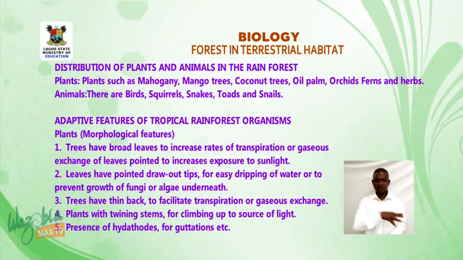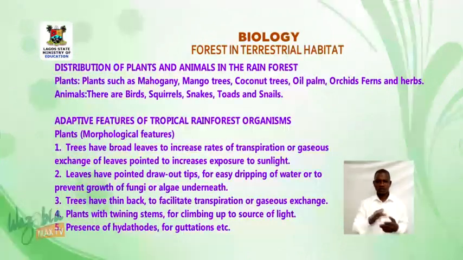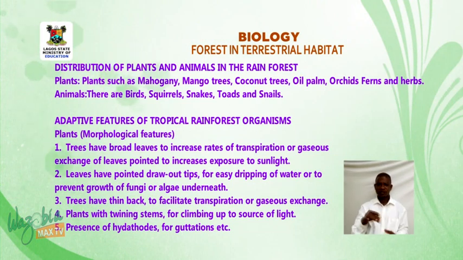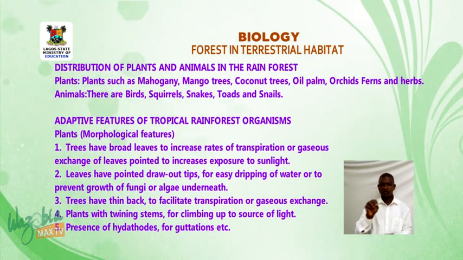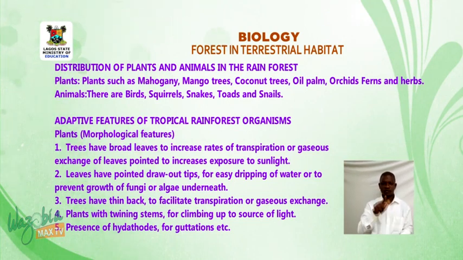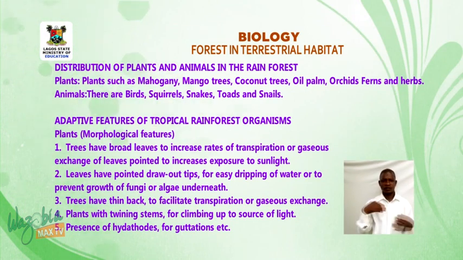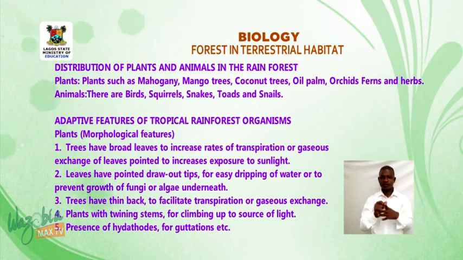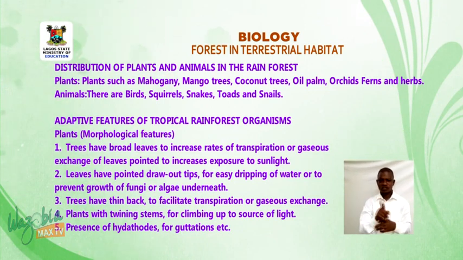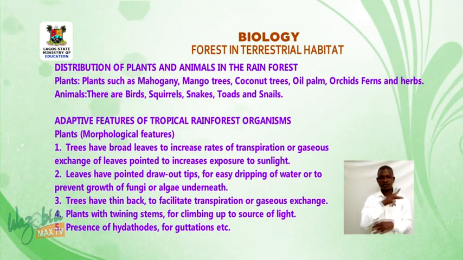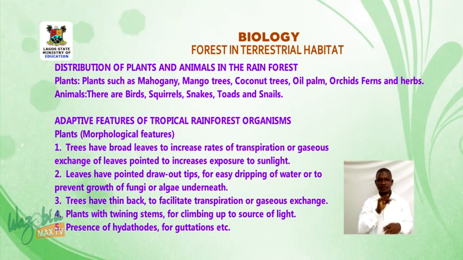Now let's look at the distribution of plants and animals in the rainforest. Plants such as mahogany, mango trees, coconut trees, oil palm trees, orchids, ferns, and herbs. Animals, there are birds, squirrels, snakes, toads, and snails. You see these different kinds of plants and animals in the forest.